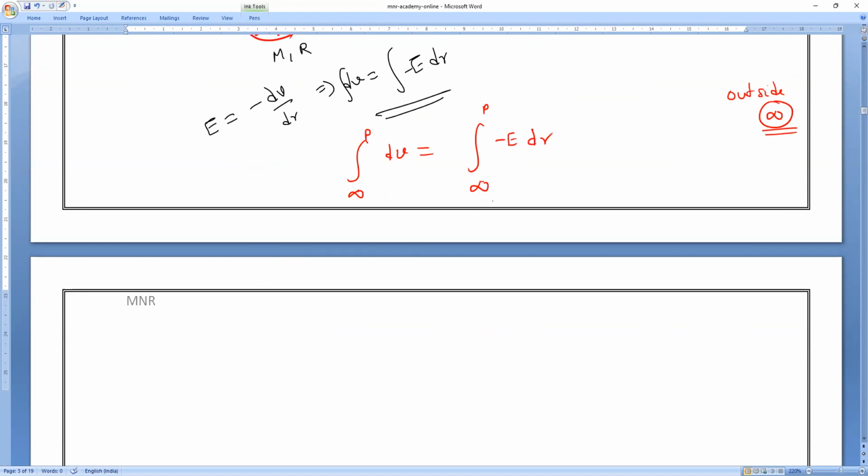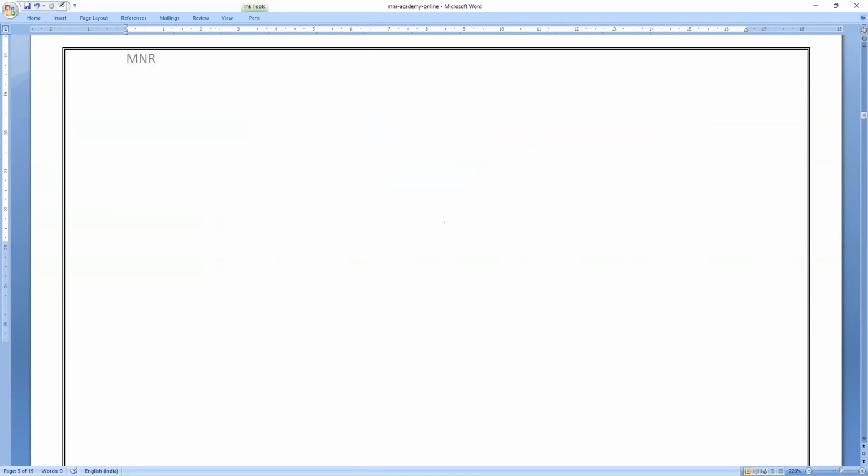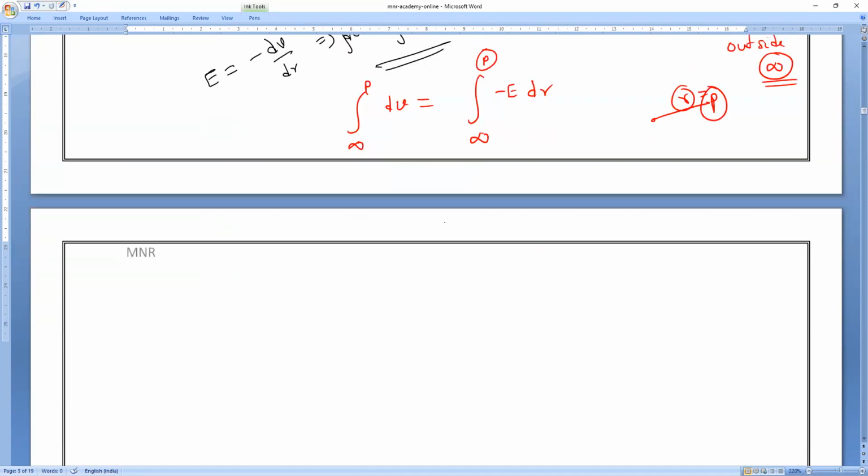So we all know that at point P, up to point P from the center, r is equal to P. Yes or no, guys? So that is what it is. At this point, we are going up to infinity. This is the initial and this is the final. From here to here, we are shifting. So P is equal to r, so I'll replace the limits.